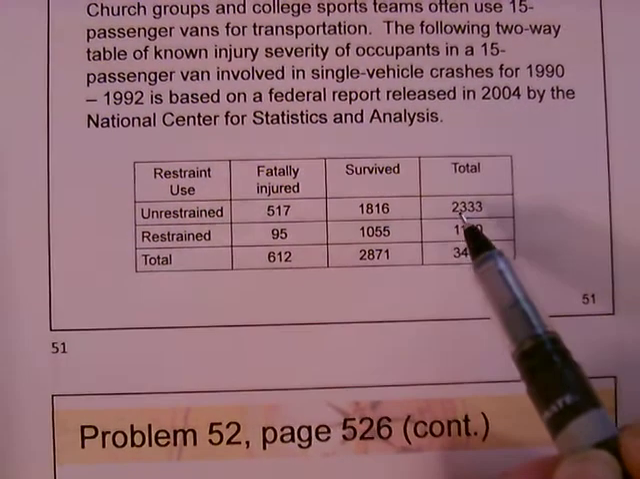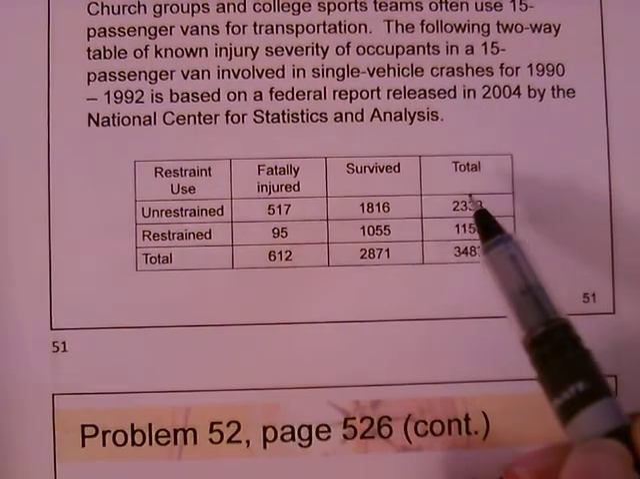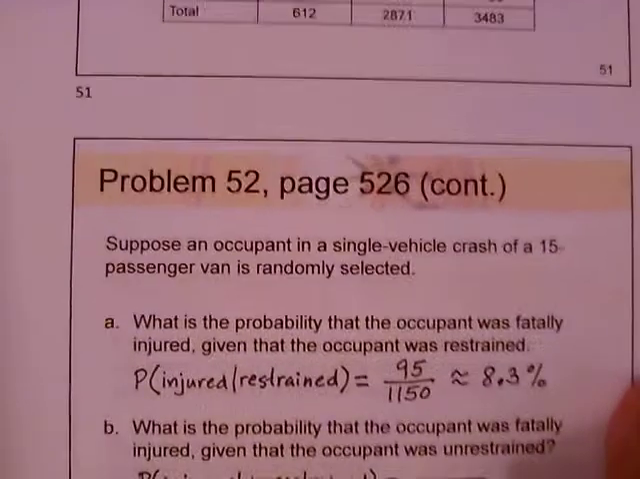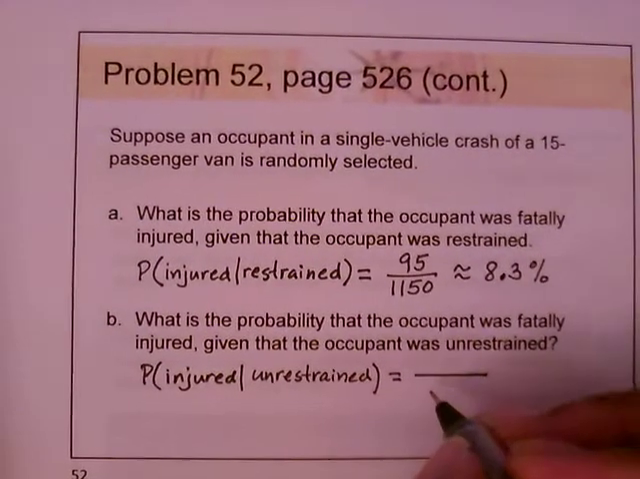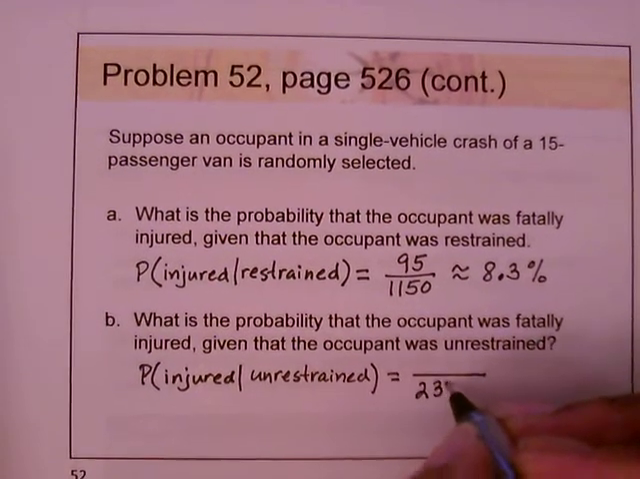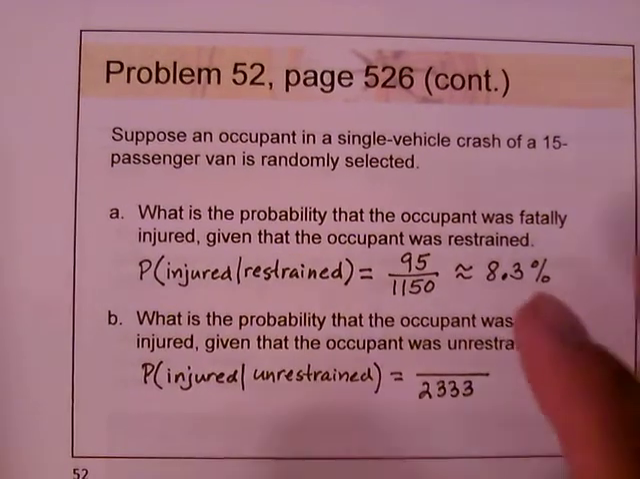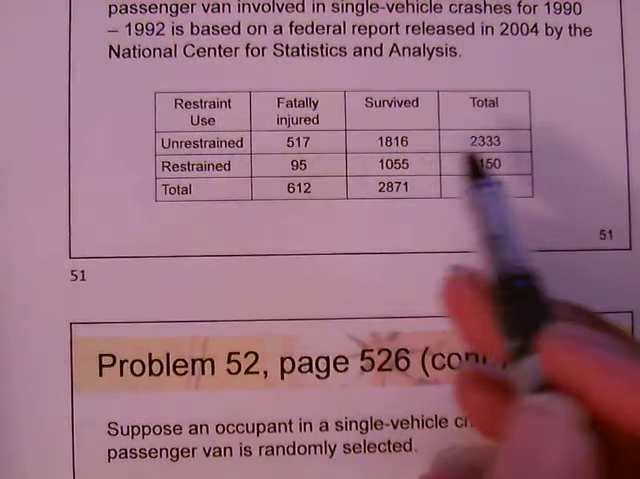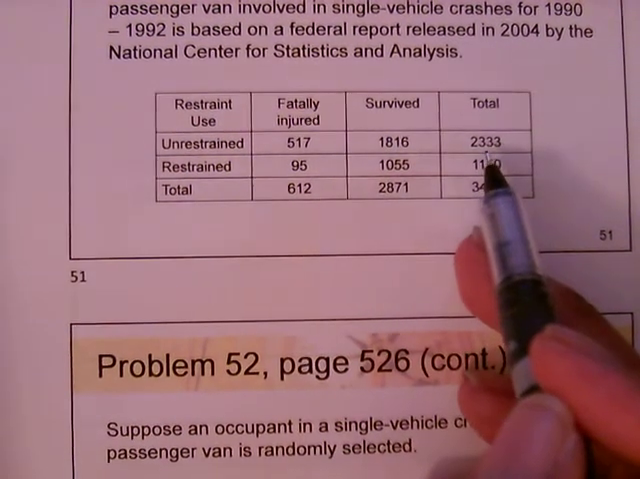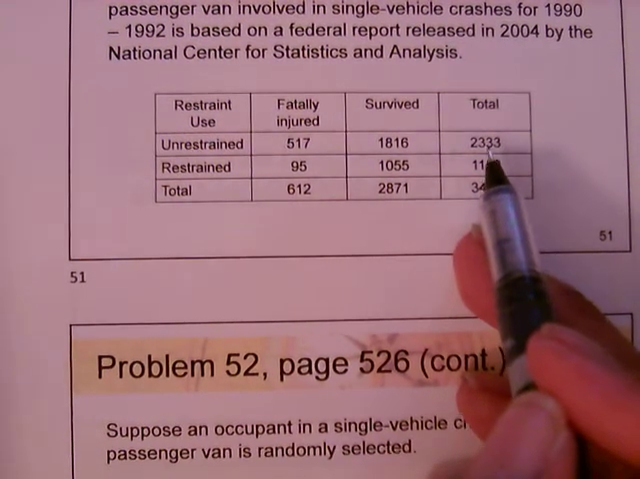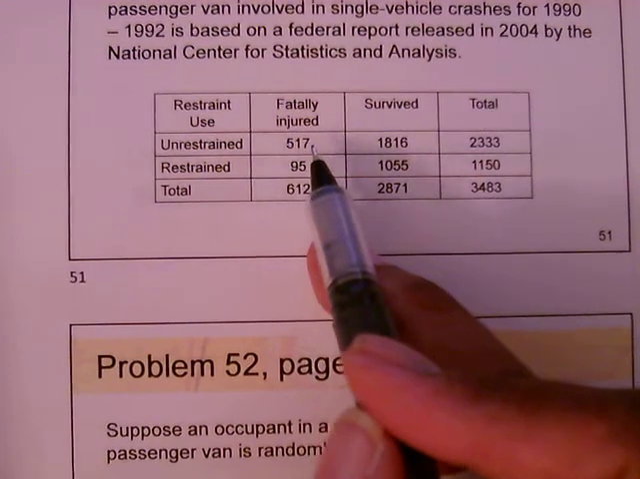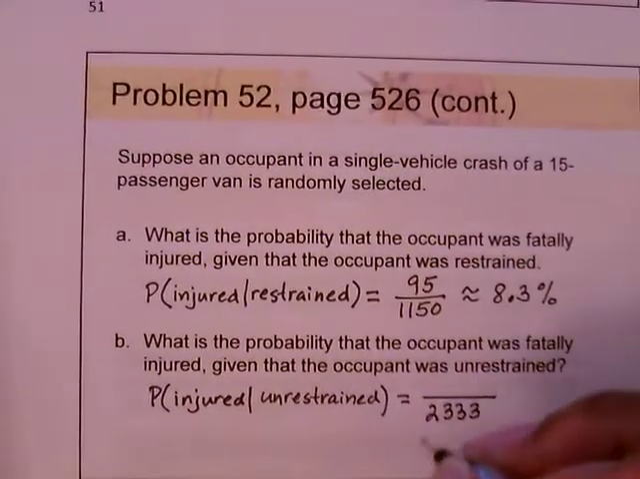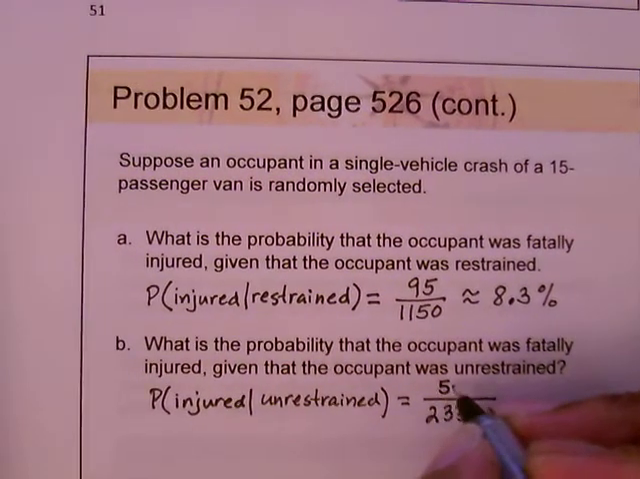The total number that was unrestrained was 2,333. That 2,333 would go in the denominator. The numerator will have the number that was fatally injured. Out of that 2,333 that was unrestrained, how many were fatally injured? That's the 517. So 517 goes here.